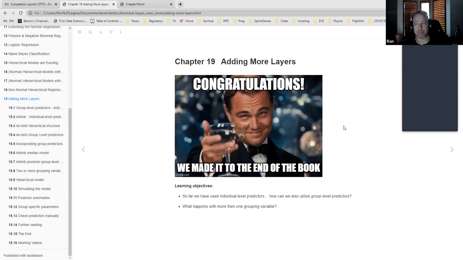This was meant to be kind of a replacement for doing Statistical Rethinking, since we don't do Statistical Rethinking in this community anymore because it's not a freely available book, which is a shame because it is a great book. Anyway, so this chapter is the adding more layers chapter.